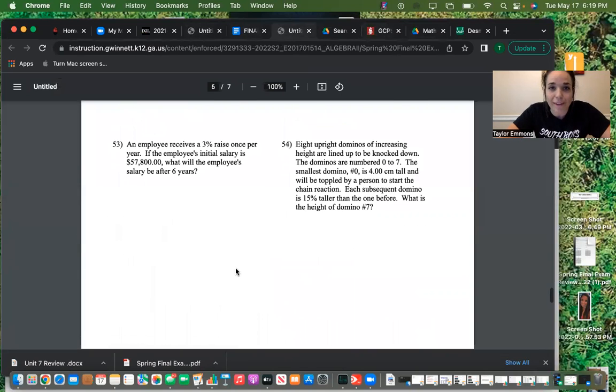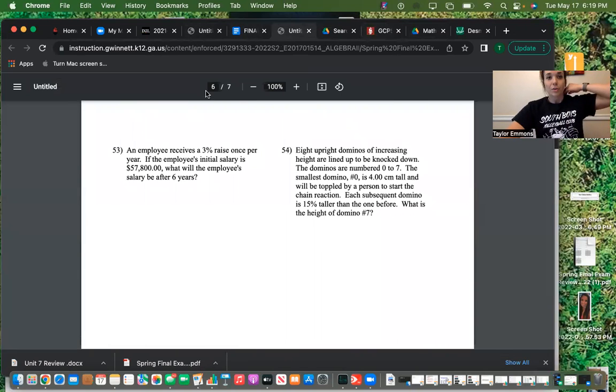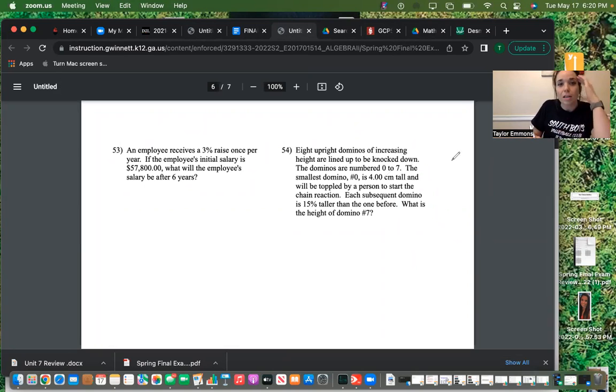Okay, so 54. Eight upright dominoes of increasing heights are lined up to be knocked down. The dominoes are numbered 0 to 7. The smallest domino is number 0, which is 4 centimeters tall, and will be toppled by a person to start the chain reaction. Each subsequent domino is 15% taller than the one before. What's the height of domino 7? So this is an exponential function. And the way you're going to recognize that is if it's talking about some type of percent and some initial value, it's going to deal with an exponential.